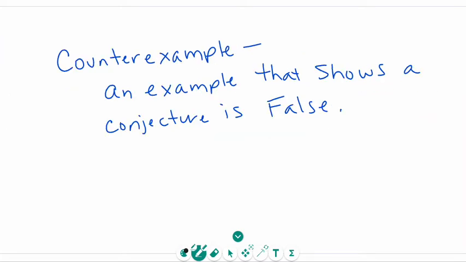Now, when we're looking at conjectures, we have to determine whether a conjecture is true or false. If a conjecture is false, you are able to show a counterexample. So a counterexample simply shows that a conjecture is false. If you can't find a counterexample, then the conjecture is true.